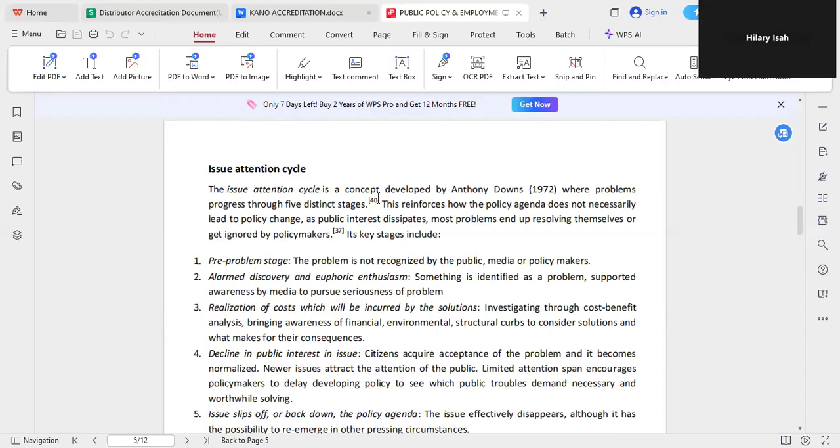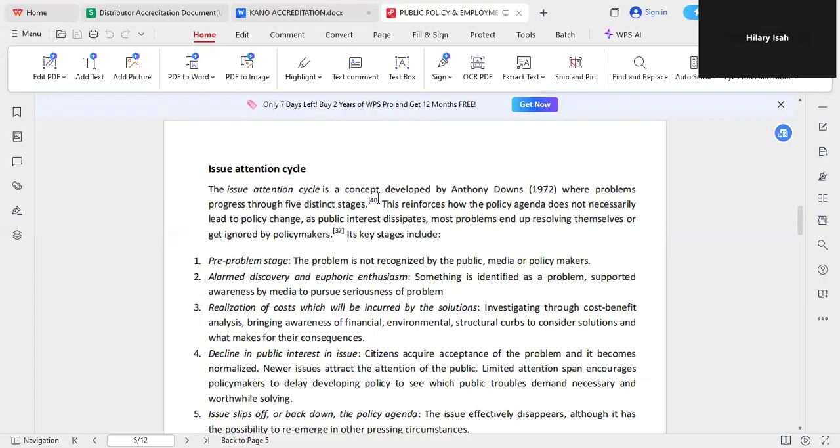So we said there's a pre-problem stage. This is where the problem is recognized by the public or the media. Then we have alarm discovery and euphoric enthusiasm. This is where something is identified as a problem, supported by awareness by the media to pursue the seriousness of the problem. It is seen, it is lauded. Then realization of cost, which will be incurred by the solutions. You look at these solutions that we want to bring about in terms of solving that problem. Is it worth it? Is it worth forming a policy out of? What is the cost benefit analysis?